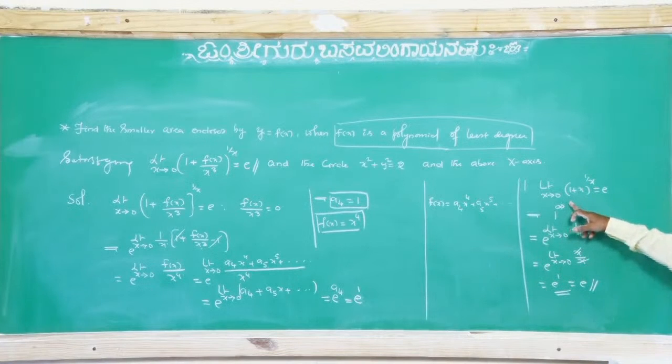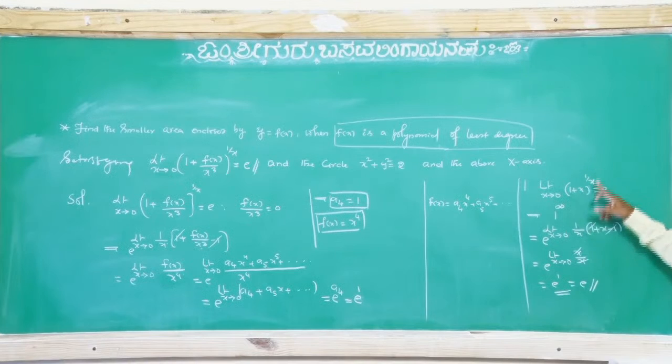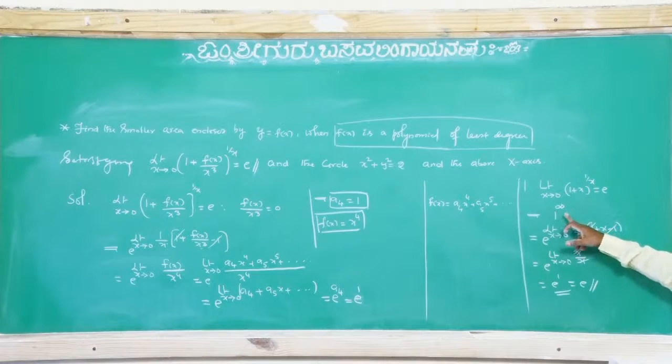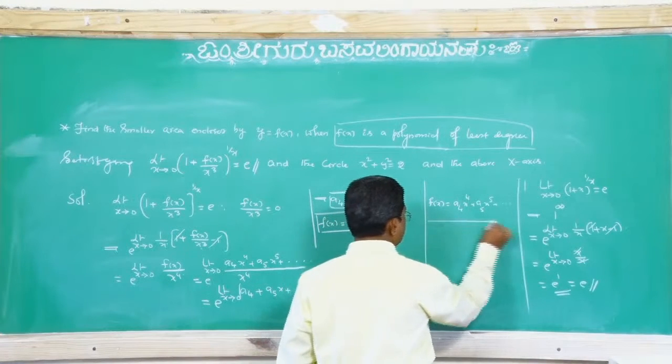Limit as x tends to 0 of 1 plus x, whole power 1 by x, is equal to e. When we substitute x equal to 0, 1 plus 0 is nothing but 1. So it is in the form 1 to the power of infinity. But 1 power infinity is not equal to e. How to determine the value of e? Whenever the 1 power infinity form is given, now I write here, one more concept also.